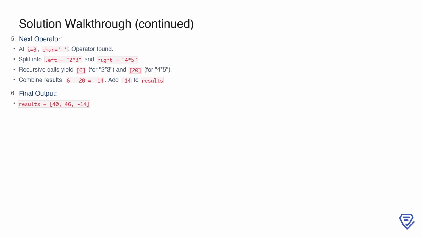Combining the results for 2*3 and 4*5 with the dash operator results in 6 minus 20, which is equal to -14. This is added to the results list. The final output for 2*3-4*5 is -40, -46, -14.